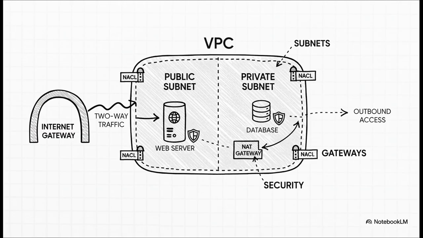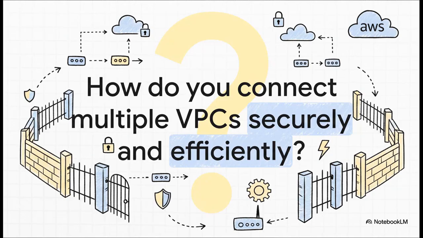Number 1, your VPC is your private gated community in the AWS cloud. Number 2, you divide it into public neighborhoods for things that face the world and private ones for things that don't. 3, you put a smart, stateful security group guard at every single house and a stricter, stateless NACL guard at the entrance to every neighborhood. And finally, you manage all your gates with a two-way internet gateway for public traffic and a secure one-way NAT gateway for private resources.